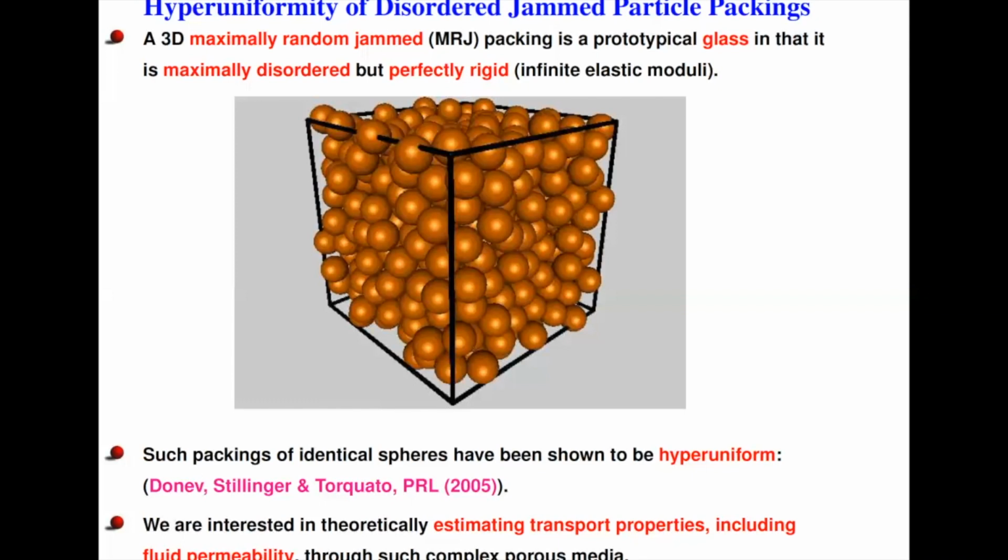And you can prove mathematically that if you had perfectly rigid hard spheres, the elastic moduli would be infinite. Both the bulk and the shear modulus would be infinite. Now, it turns out that such packings have been shown to be hyperuniform. Okay, so this is something that's very, very easy to make in the lab. And I'm sure that some of you are very familiar with this. First of all, does anybody have any questions on this point? Okay. So we're going to be interested in estimating the transport properties, including the fluid permeability, of the very complicated pore space structure that this creates.